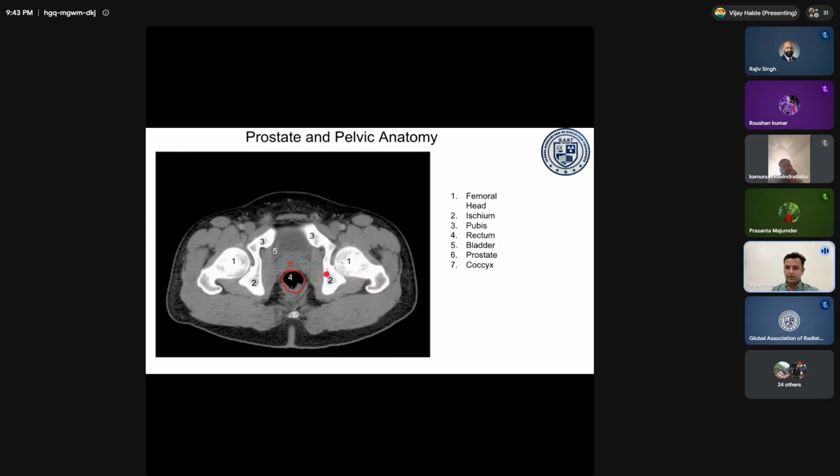This slice demonstrates the prostate gland. It is a walnut-shaped structure between the rectum and the bladder. Bladder is anterior, and the rectum is posterior. It is commonly treated in the male pelvis, and it is a movable area, particularly due to gas filling in the rectum and bladder filling also.